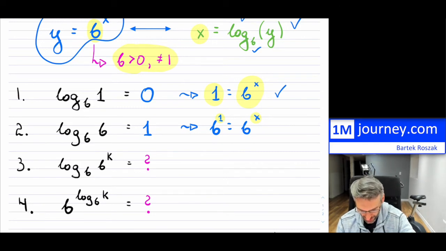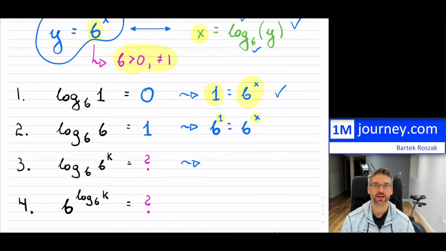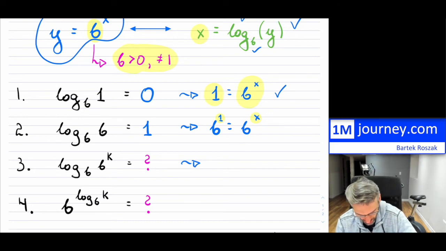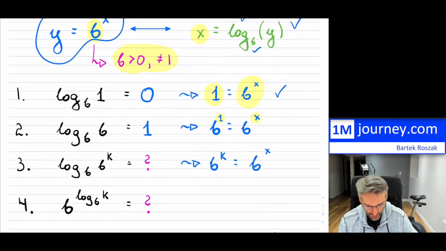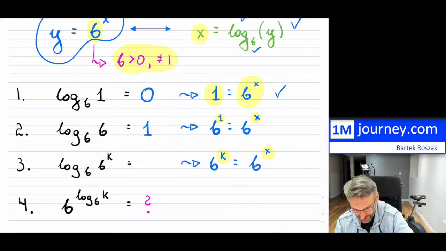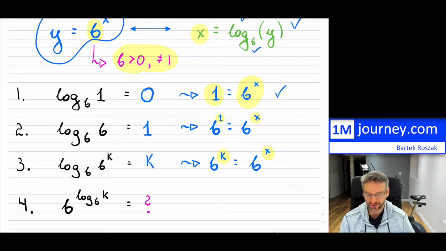Now, the third property, so this one right here, you're going to find is like, okay, I can just keep playing the same trick of rewriting logs in terms of exponents, and you're correct. You can. So what you're going to do is rewrite, so this is b to the exponent k is equal to b to something that we don't know. Well, since the bases are the same, the exponents have to be the same if the left-hand side is equal to the right-hand side. So that means that my exponent x is just going to be equal to k, and that is true.